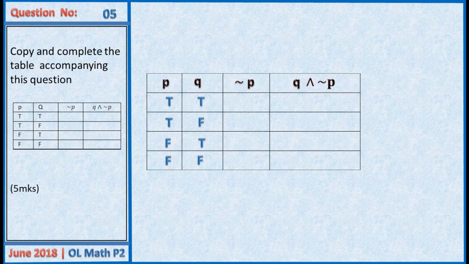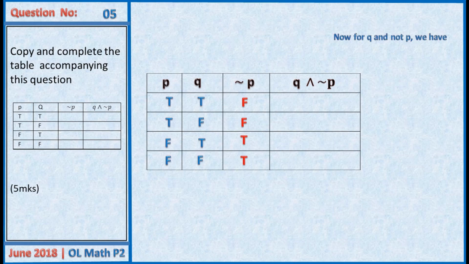Negation of P means opposite. So if P is true, negation is false. If it's now false, negation is true. Now you have to simplify Q and not P. That's what you have there. So Q and not P.